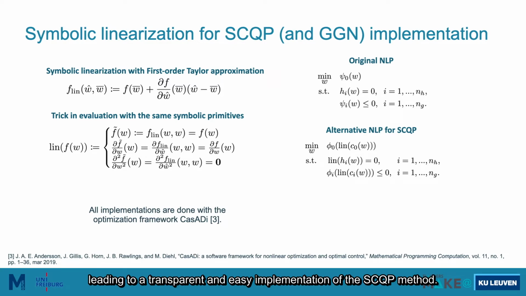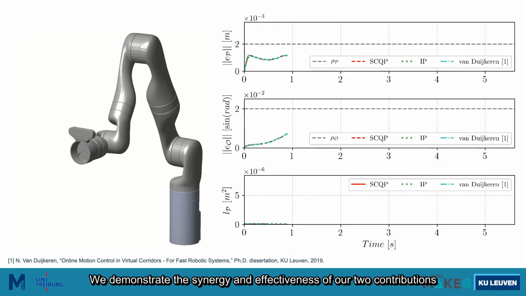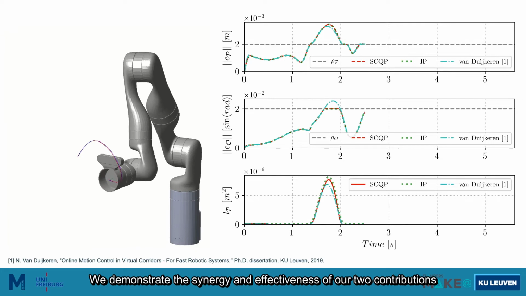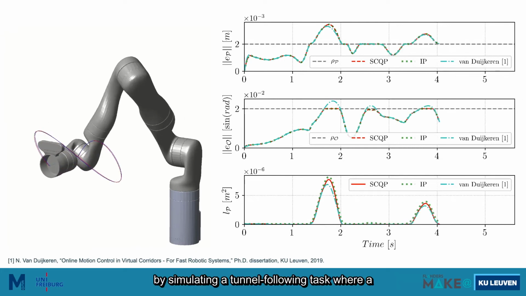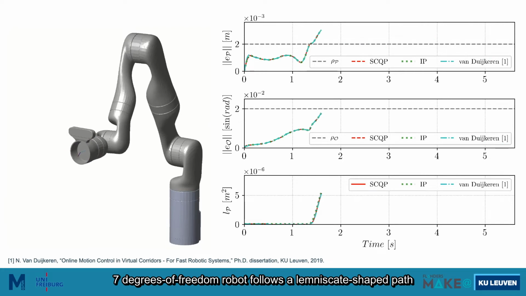of the SCQP method. Similarly, the line operator can be applied to all the constraints and the nonlinear part in the objective to implement the generalized Gauss-Newton method in a few steps. We demonstrate the synergy and effectiveness of our two contributions by simulating a tunnel-following task where a 7 degrees of freedom robot follows a lemniscate-shaped path.